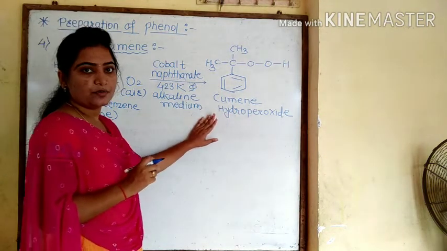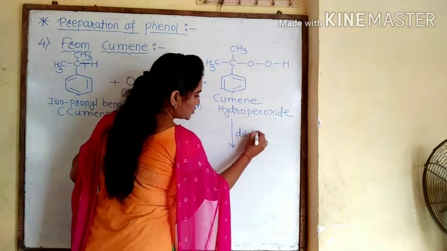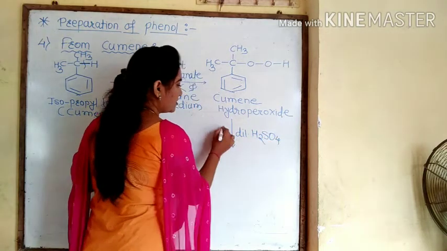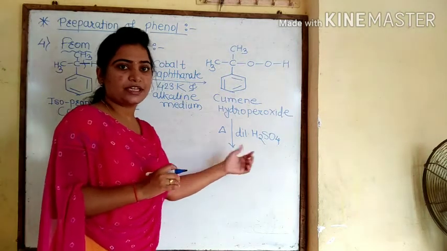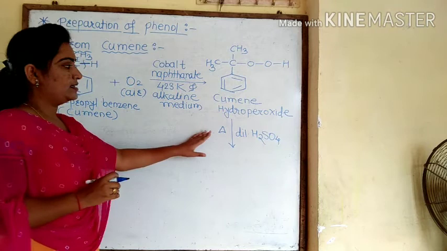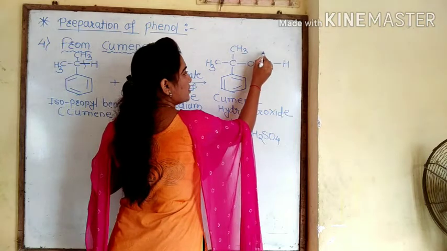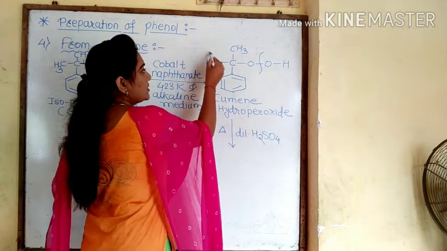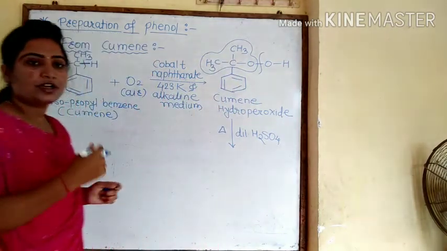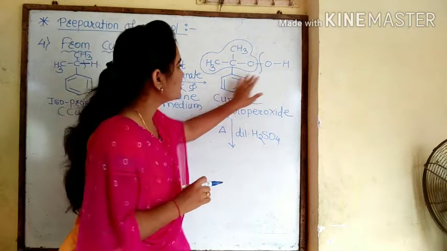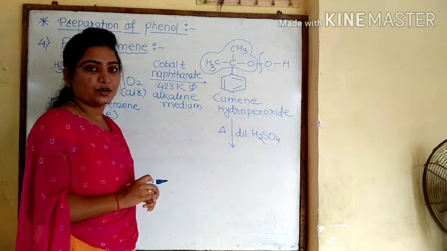Now that cumene hydroperoxide, when it reacts with dilute H2SO4 and simply on heating, that is in acidic medium, any mineral acid is taken here and simply on heating. So what we get here, there is breaking of this OH bond, this one, and this complete group CH3COCH3, that is the acetone molecule, gets removed and this OH is attached to the benzene ring. Therefore there is the formation of phenol.